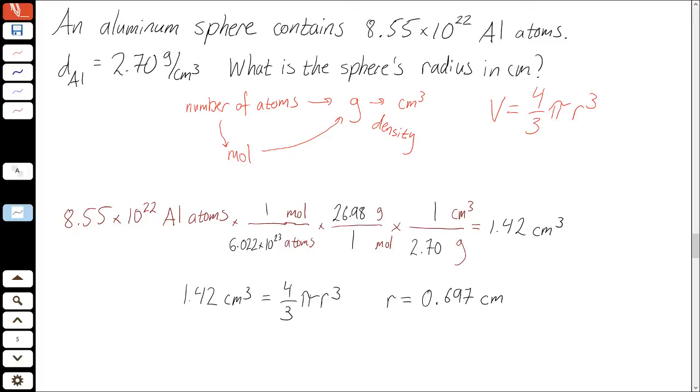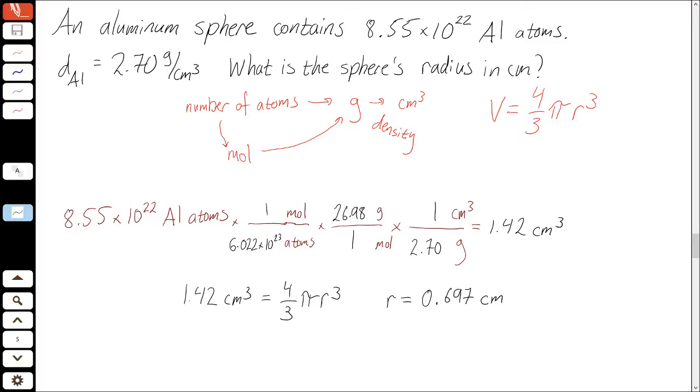Is that what you got? All right, great. Just to review, if you don't see that immediately, you would multiply both sides by 3/4, divide 1.42 by pi, and then take the cube root to get the radius. All right. Questions about that?